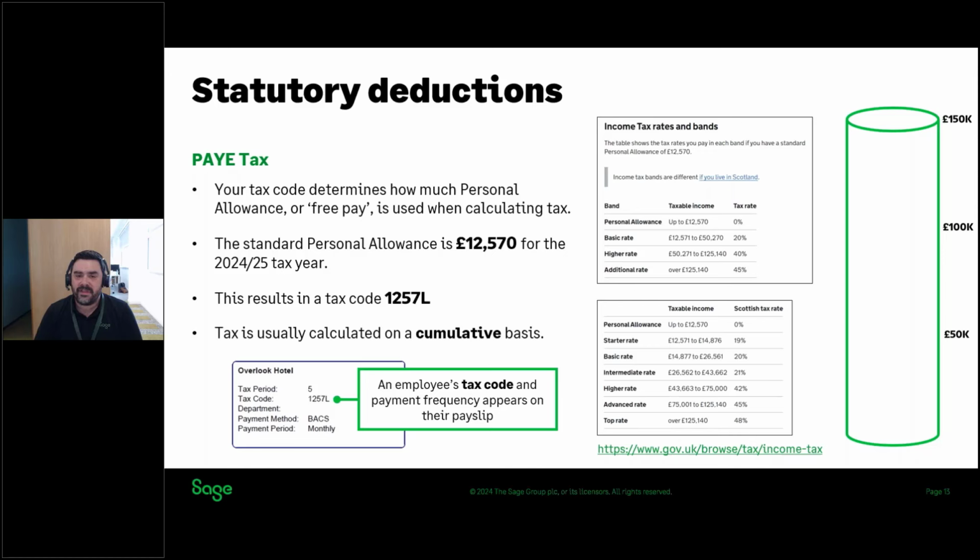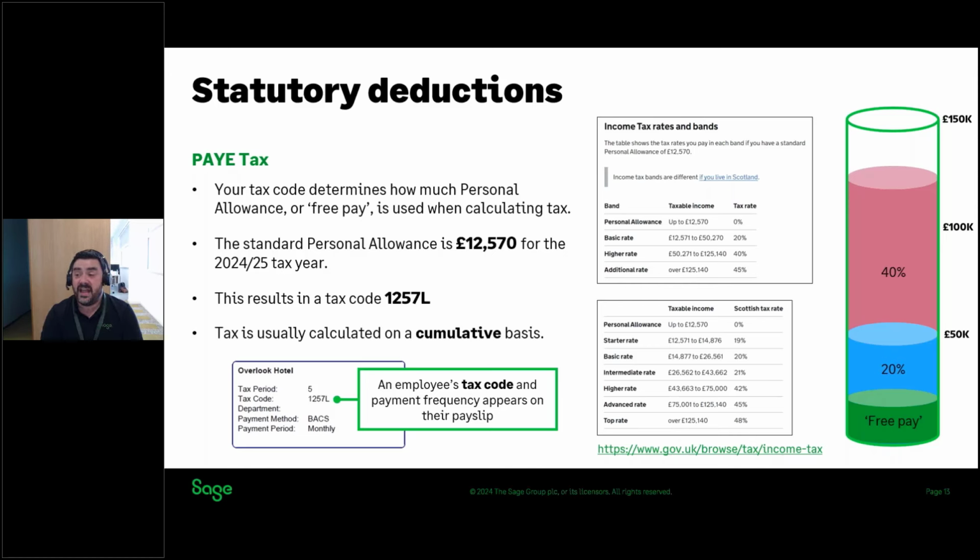So just to bring that to life with a bit of a graphic, you can see I've got a little cylinder on the right-hand side of the slide that represents an employee's annual earnings. So come the end of the tax year, there'll be a certain amount that they haven't paid tax on. So that's their free pay allowance, it's their personal allowance, usually for people with one job and simple tax affairs at £12,570. They then pay the basic rate of tax on earnings up to £50,270 if they get a standard personal allowance. So that is 20% in England, Wales and Northern Ireland.